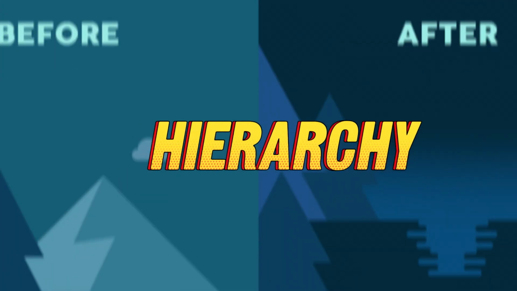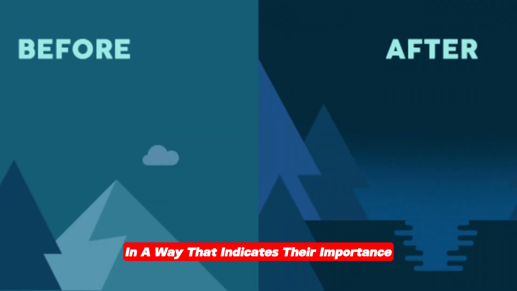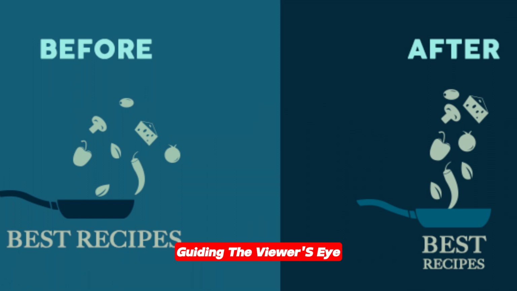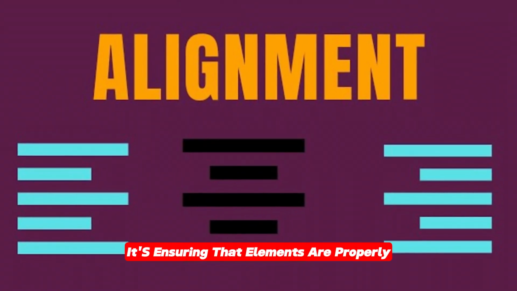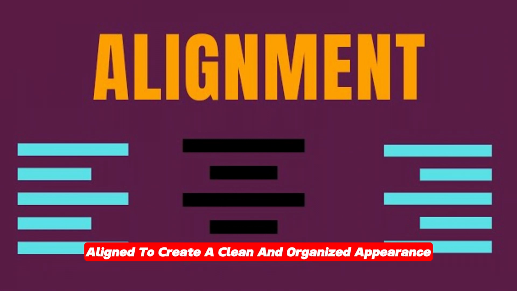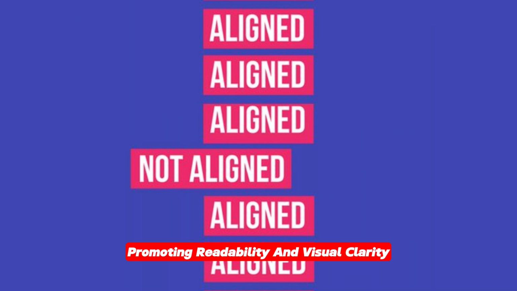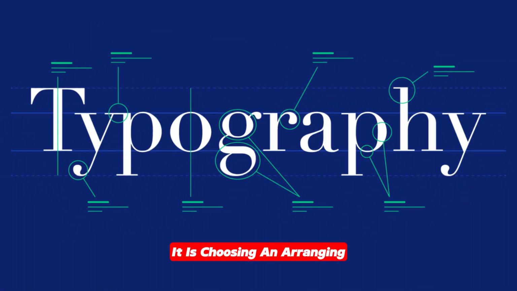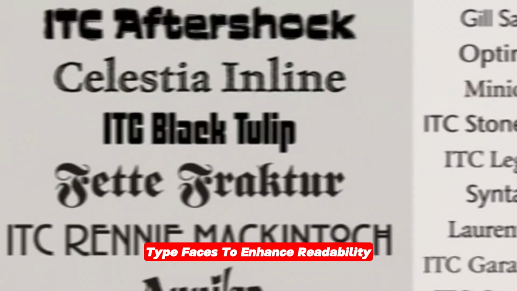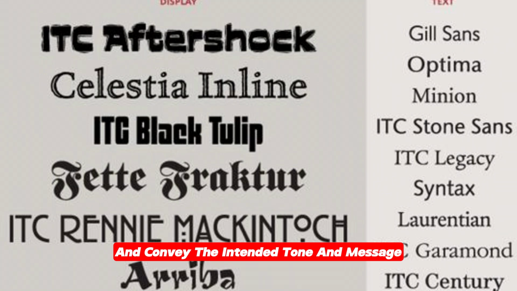Hierarchy: organizing elements in a way that indicates their importance, guiding the viewer's eye through the design in a deliberate manner. Alignment: ensuring that elements are properly aligned to create a clean and organized appearance, promoting readability and visual clarity. Typography: choosing and arranging typefaces to enhance readability and convey the intended tone and message.